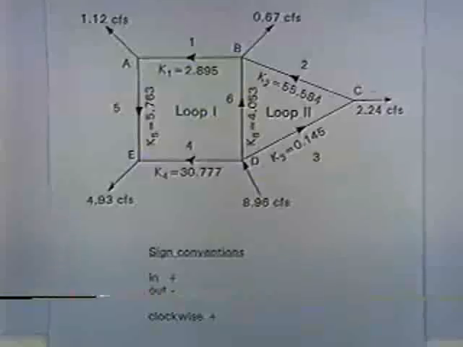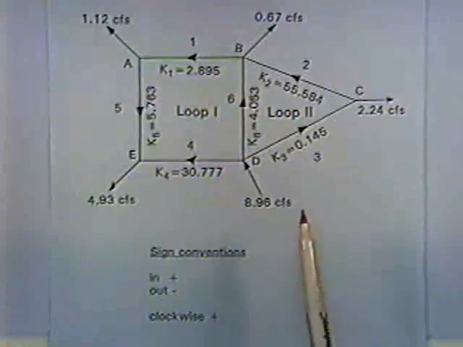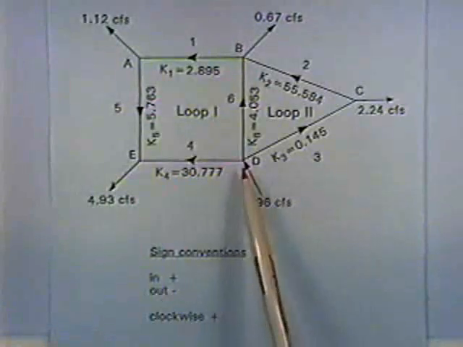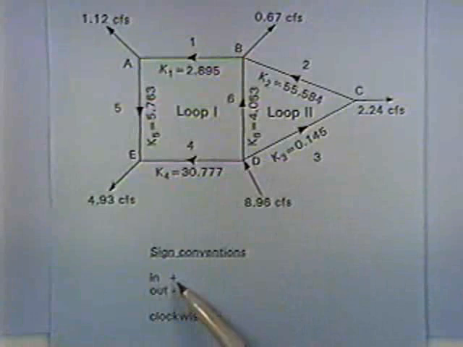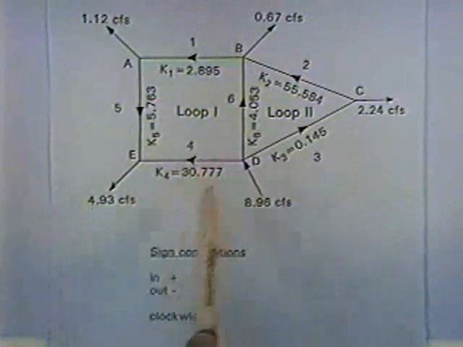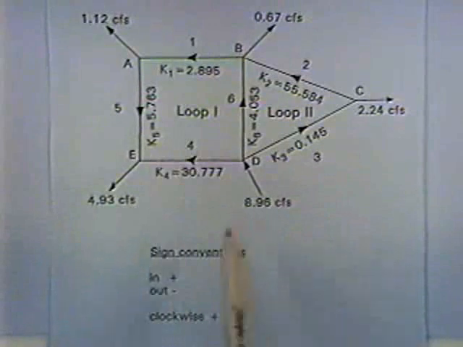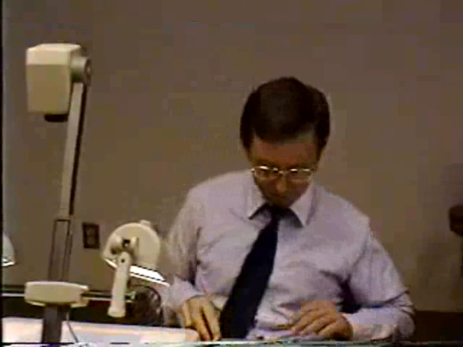And we're going to need some sign conventions, and it doesn't matter which way we do it, but when we're maintaining continuity at a junction, let's just say that flows coming in are positive, the flows going out are negative. And when we're summing head losses around a loop, let's just say clockwise is positive and counterclockwise is negative, just to have a consistent convention.